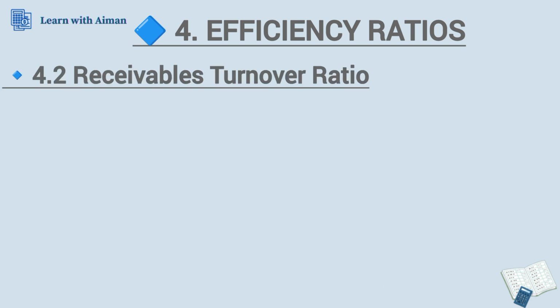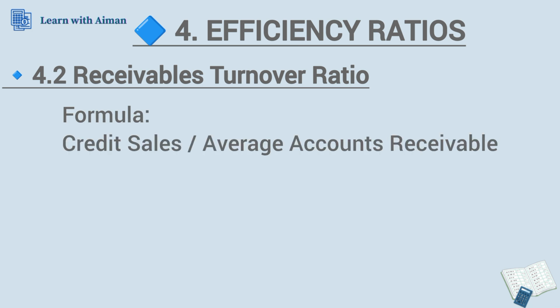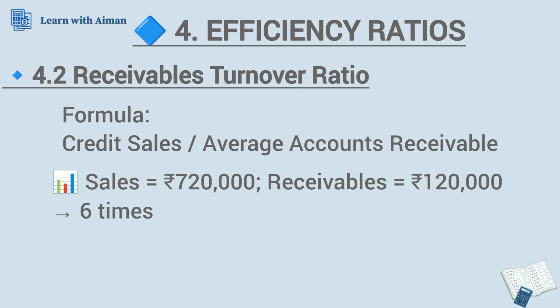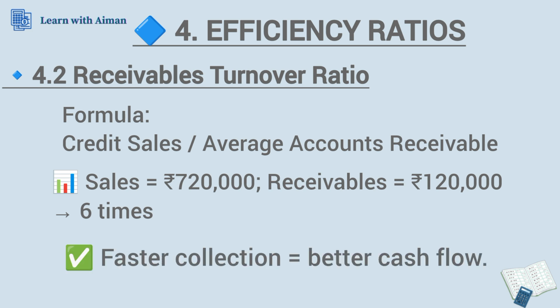Next, we have our receivable turnover ratio. We have the formula of credit sales over average accounts receivable. Sales are equal to 720,000. Receivables are equal to 120,000. So we got our receivable turnover ratio is 6 times. So faster collection equals better cash flow.